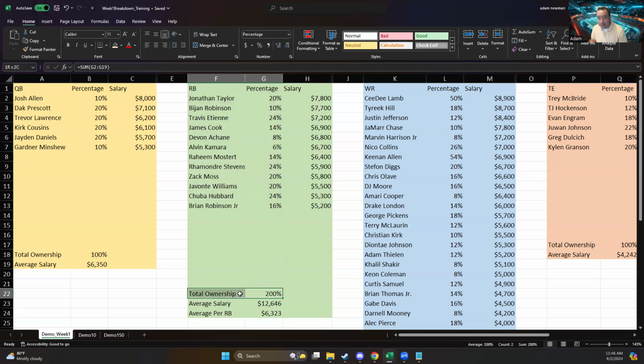You've got to be disciplined in getting your ownership to be this number. I think this is so important, and the reason why it's important is because if you don't do it, the optimizer is going to do it for you. You can't play 10 players on a roster. You can only play nine. Very, very important.